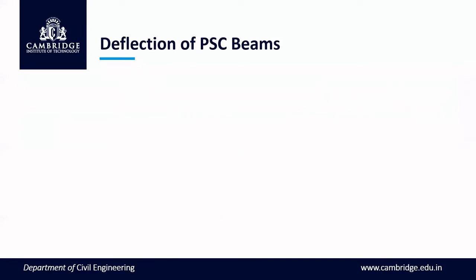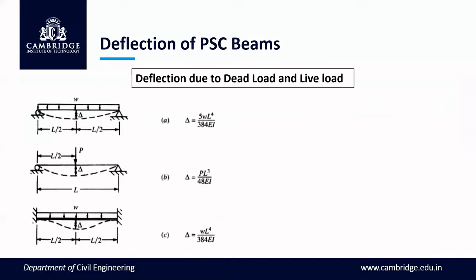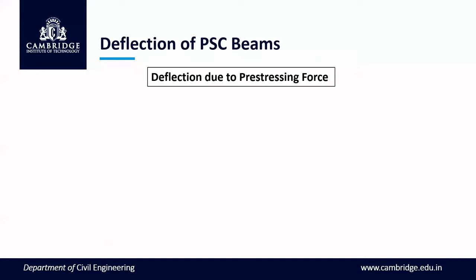Now, the deflection due to dead load and live load can be found out by our structural analysis methods, which we have learned in the previous semesters. If we have a simply supported beam for different load conditions, then we would get the values of delta to be these. And if we had a cantilever beam with different loads, we would get the delta values to be these. Whereas finding the deflection due to pre-stressing force is quite a challenge. So let's understand it one by one.